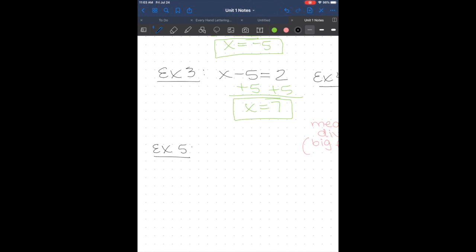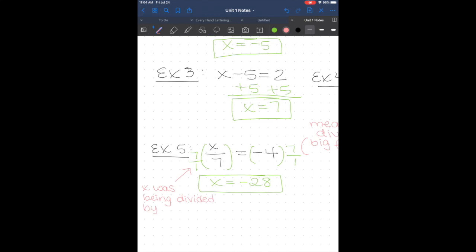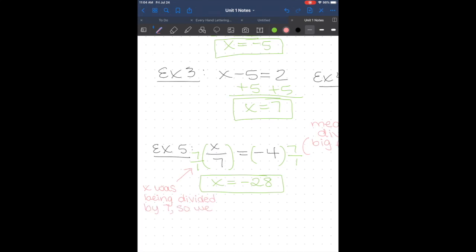Example 5, we've got x over 7 equals negative 4. That means x divided by 7, so we're going to multiply both sides by 7 over 1, or basically just 7, which gives us x equals negative 28. That big fraction means to divide, and then whenever we use the parentheses with the 7 over 1, that means that we're multiplying by 7, which is the opposite of dividing. You don't have to put the over 1 part.